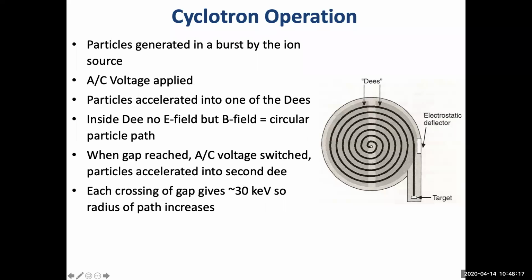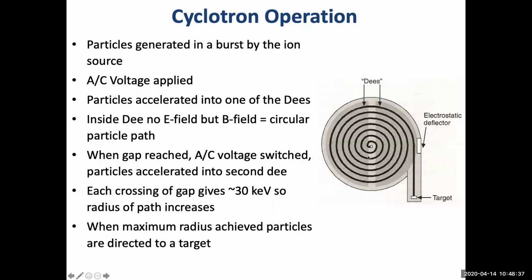Each crossing of the gap gives about 30 keV more, so the radius increases. Every time the charged particle passes through this gap, it gains energy, about 30 keV, so the radius of the path increases again and again until the maximum radius is achieved, and then the particles are directed to the target. So the principle of the cyclotron is to keep accelerating the charged particle inside it to gain more energy, to prepare it to hit the target and produce the radioisotopes.